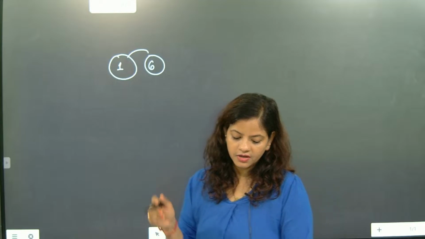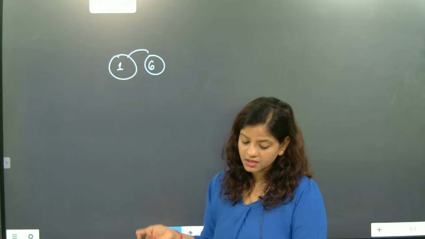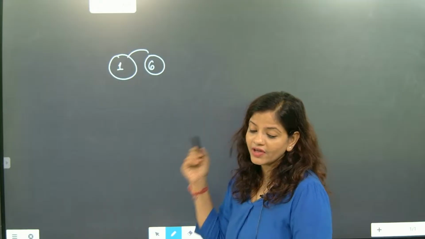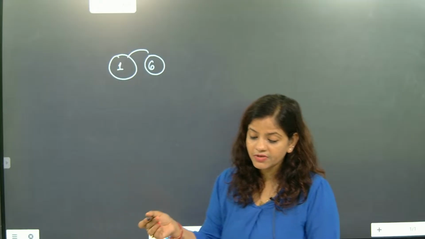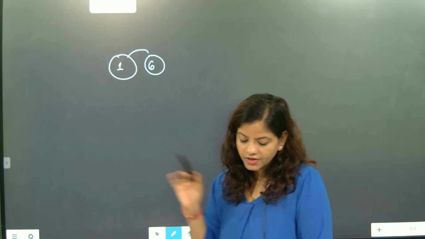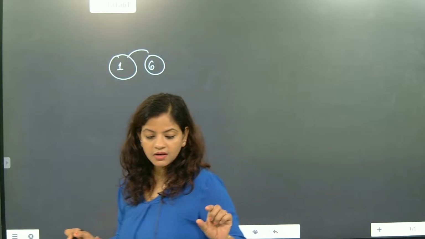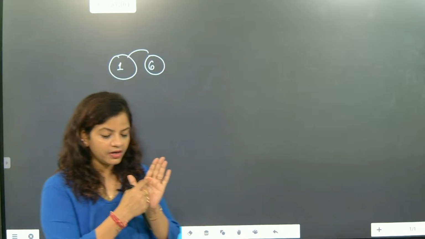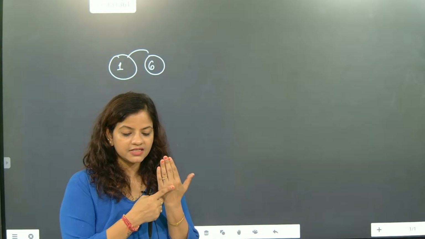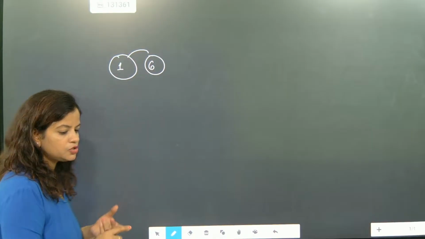A fair coin with 1 marked on one face and 6 on the other, and a fair die. A fair die means it has six numbers. They both are rolled together. The coin has 1 on one side and 6 on the other side, and one die is rolled. These two things are rolled.